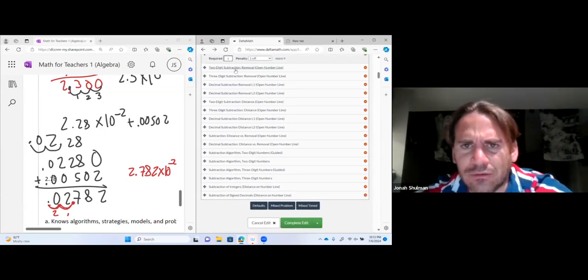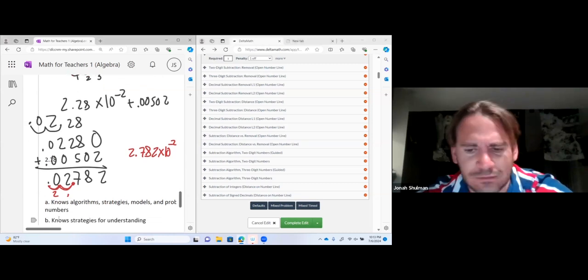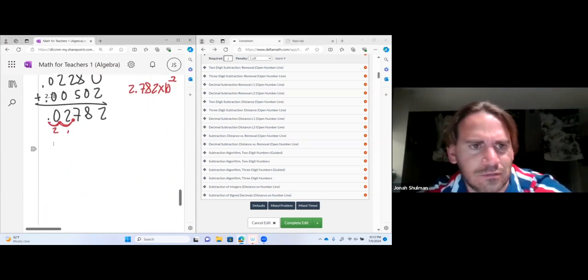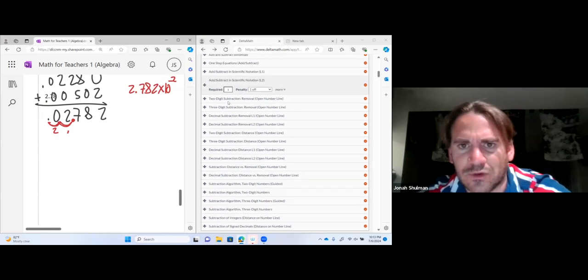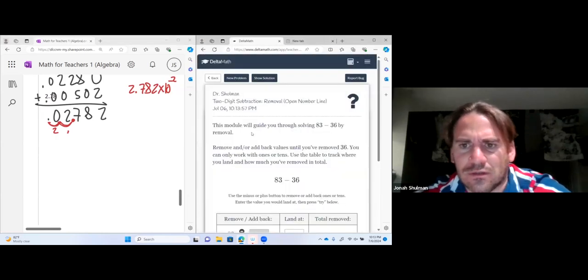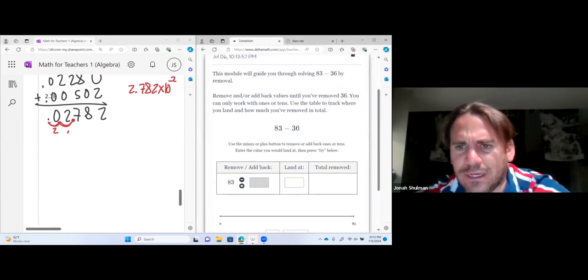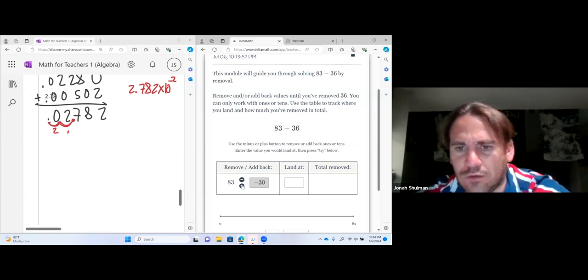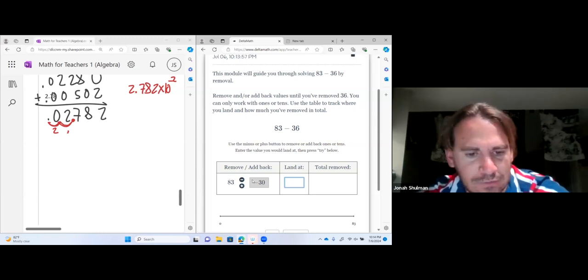All right, so here we go. Some more subtraction. Now we're using the number line. I guess these aren't in the best order, but why not? We could always move them around afterwards. So here we go. 83 minus 36. The first thing I'm going to do is subtract 30, right? What's 83 minus 30? That is 53.